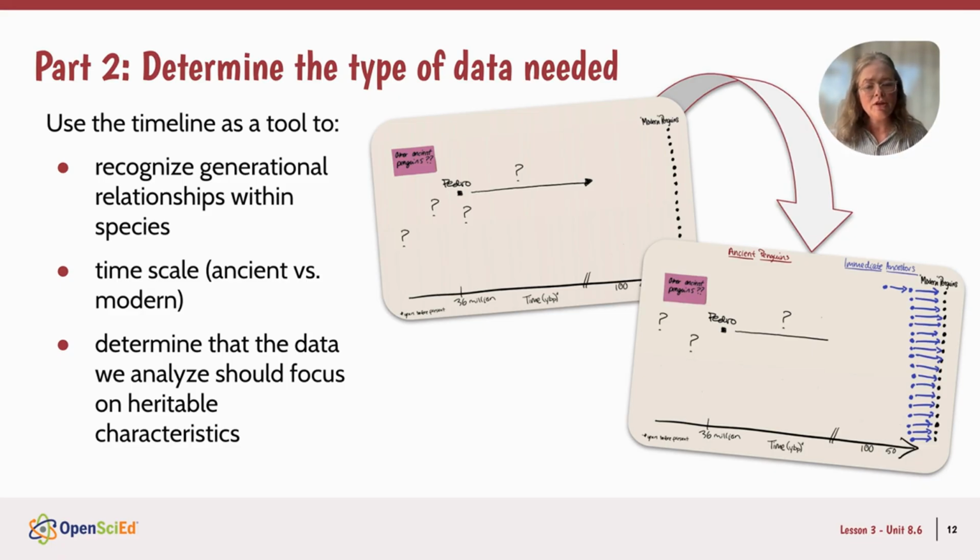In part 2, you are going to be using the penguin timeline model from lesson 1 to help motivate the investigation. Specifically, you'll use the timeline to orient students to the conversation about where we're going to go next, what do we need to investigate, and then add to it as this discussion is unfolding. I like to think of the timeline as really a tool that is going to support students in understanding generational relationships within species, the time scale that we're considering, like is it ancient, is it modern, and in determining that the data we analyze should focus on these heritable characteristics.